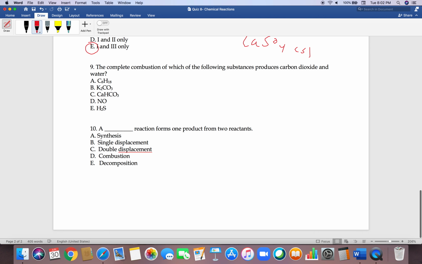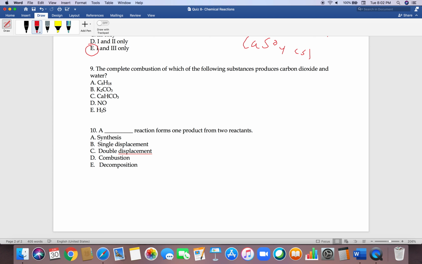Number 9 asks us for a combustion reaction, the complete combustion of which of the following produces carbon dioxide and water. And for a combustion reaction to take place, we need some hydrocarbon, meaning a compound that consists of carbon and hydrogen, plus oxygen gas, and we will form carbon dioxide and water. So in order for this to take place, we need a hydrocarbon, and the only hydrocarbon here is C8H8. So that would be our answer.